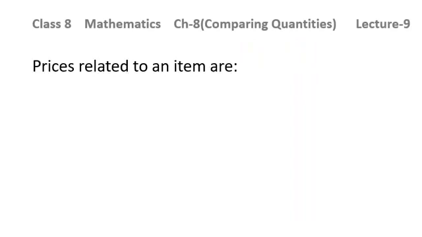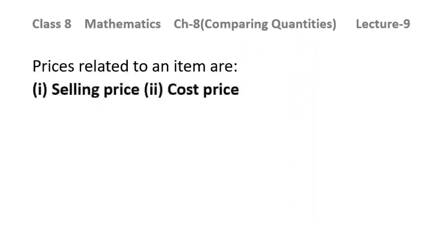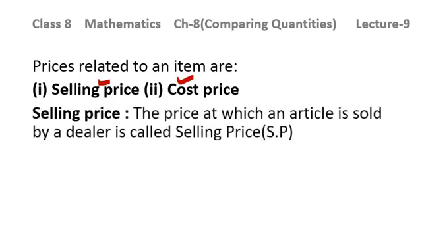Now, there are two prices related to an item. First one is your selling price, second is your cost price. And what is this selling price? The price at which an article is sold by a dealer is called selling price.